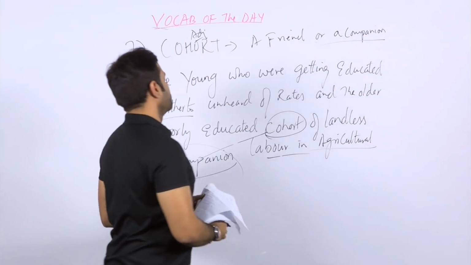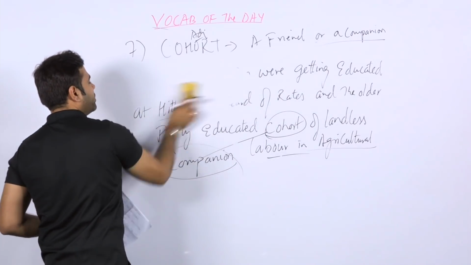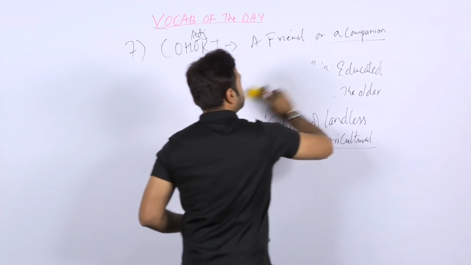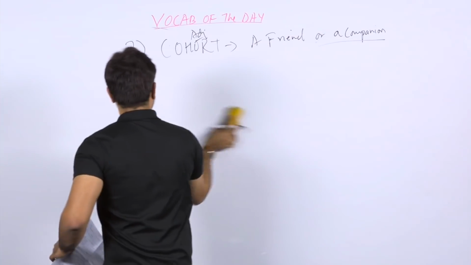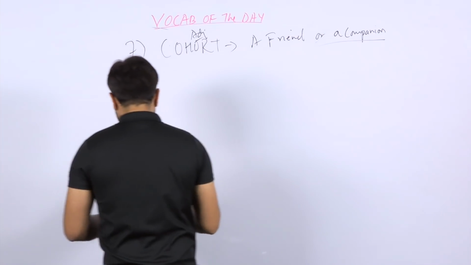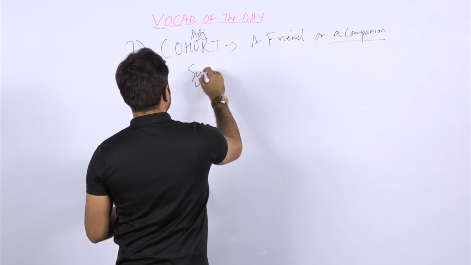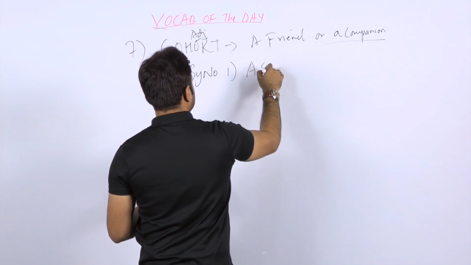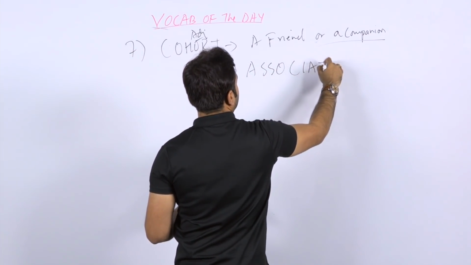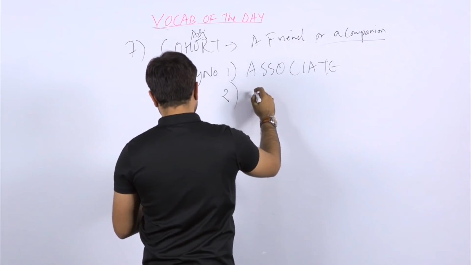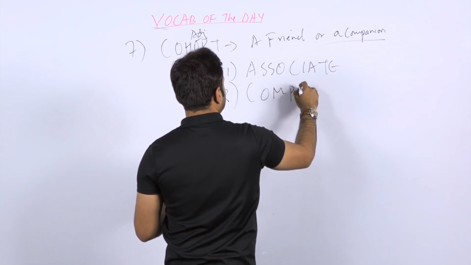Okay, are you getting it? It's very simple. Let's talk about the synonyms of this word, cohort. The first synonym is associate. The second word is companion.